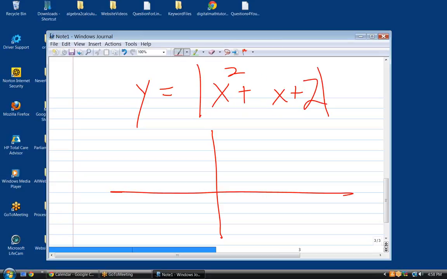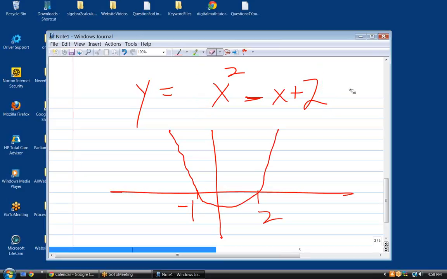Let's graph that. That has x-intercepts at 2 and -1. So 2 and -1, okay? That is a parabola that looks like this. Okay, that's what that graph would look like. Okay? What do you suppose the absolute value of that would look like?